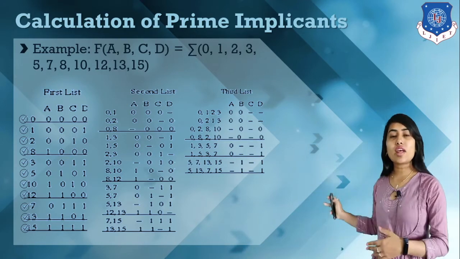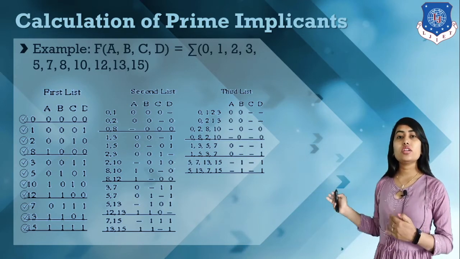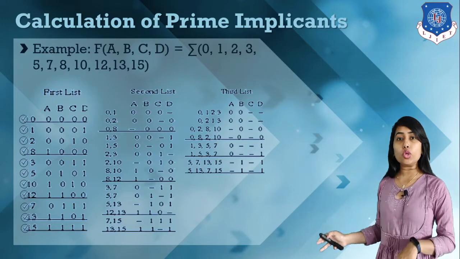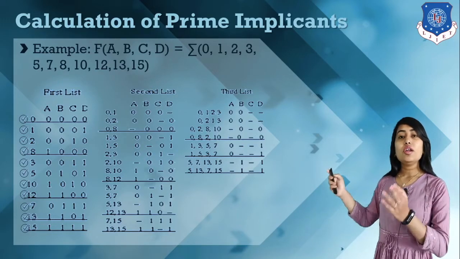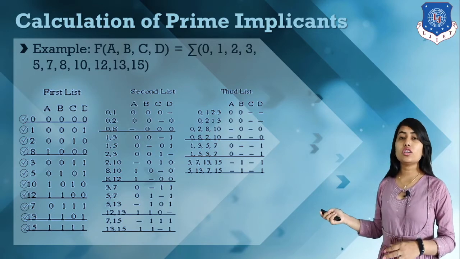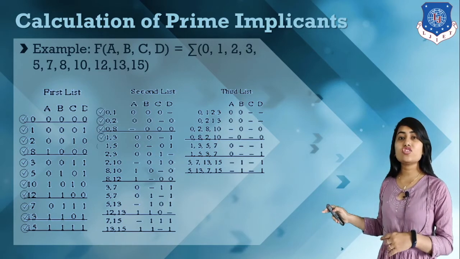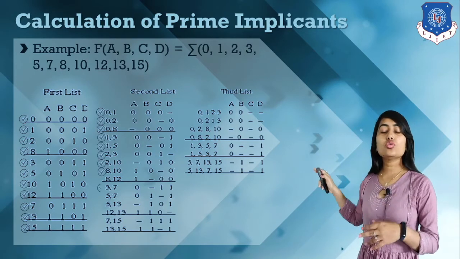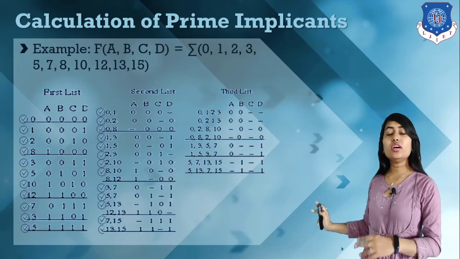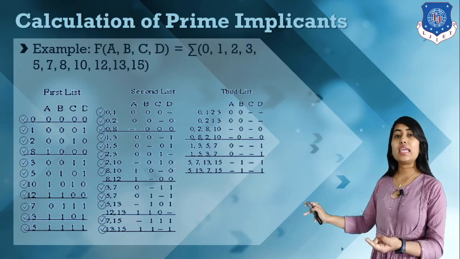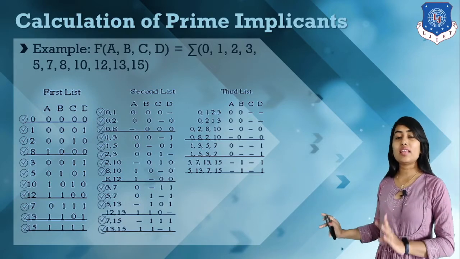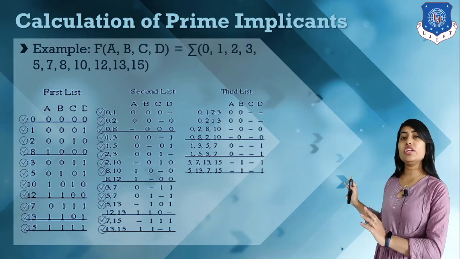We can write like this, and after this comparison of successive groups, we make table number 3, and we have to mark the numbers which are simplified. Here we mark all the entries: 0 1 used, 2 3 used, and so on. Here only two terms are unchecked, that is 8 12 and 12 13. That means these terms are not reduced over here.